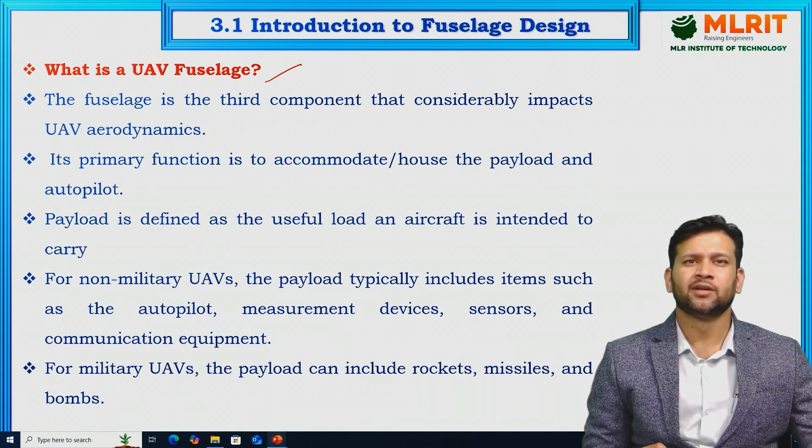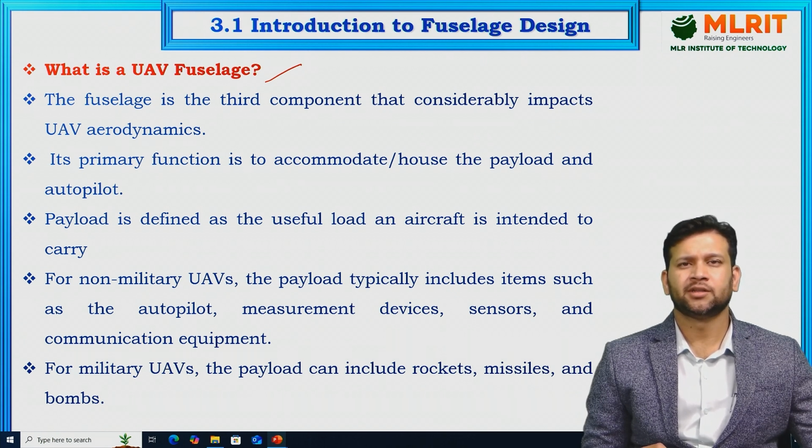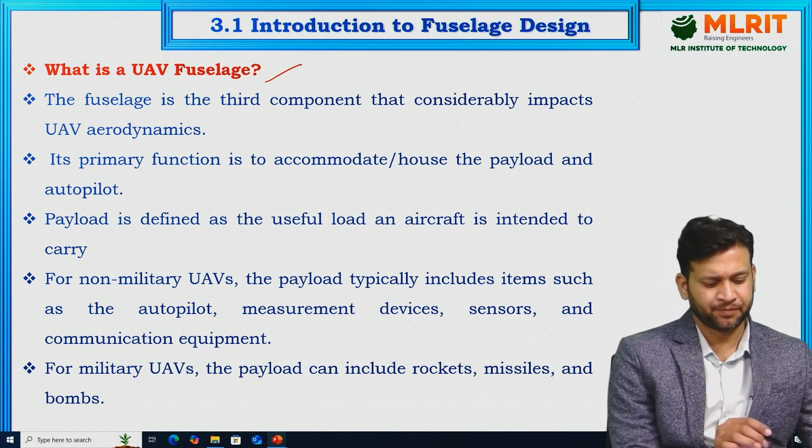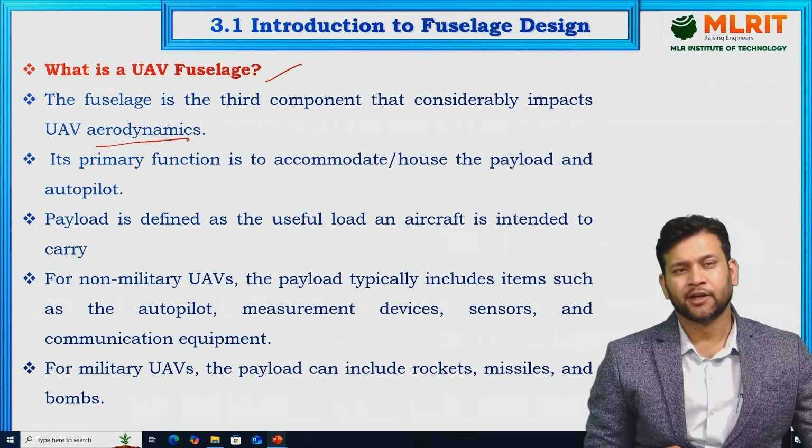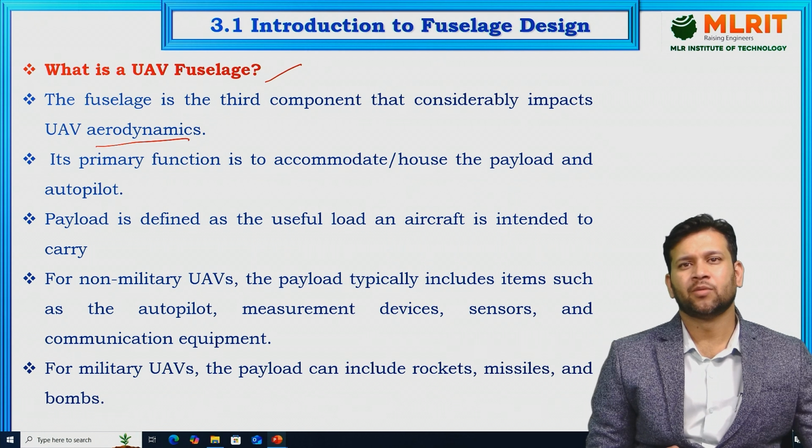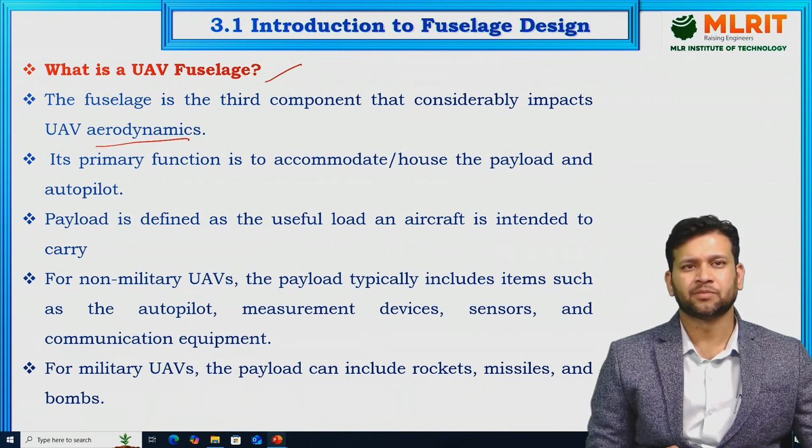Basically, when we talk about the fuselage in a conventional aircraft, it is the portion of the aircraft where we accommodate passengers, cargo, and other accessories. But coming to the unmanned aerial vehicle fuselage, it is the third component that considerably impacts the unmanned air vehicle aerodynamics. Its primary function is to accommodate or house the payload and autopilot system.